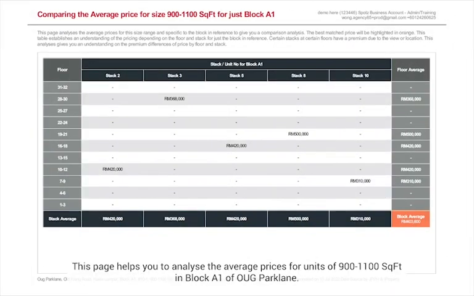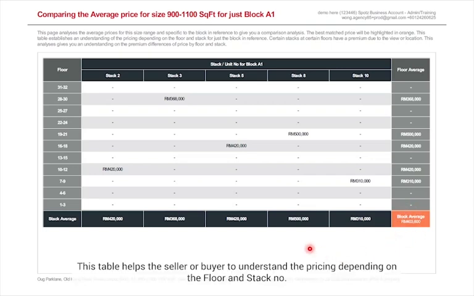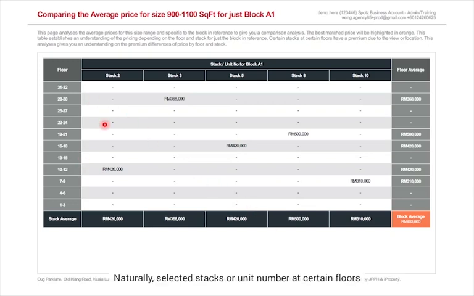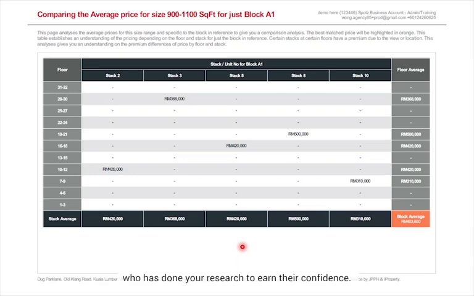This page helps you to analyze the average price for units of 900 to 1,100 square feet in Block A1 of OUG Park Lane. The best match price is highlighted in orange. This table shows the seller or buyer to understand the pricing depending on the floor and stack number. Naturally, selected stack or unit numbers at certain floors command a higher price due to their view or location. Showing this data to your clients can uplift your professional image and portray you as a trusted and credible agent who has done your research to earn their confidence.